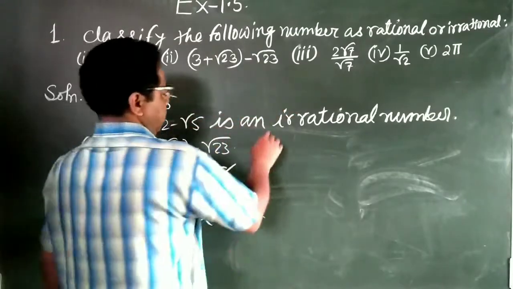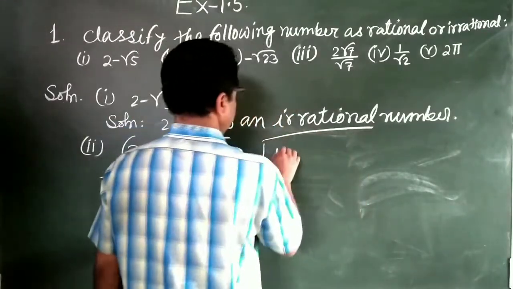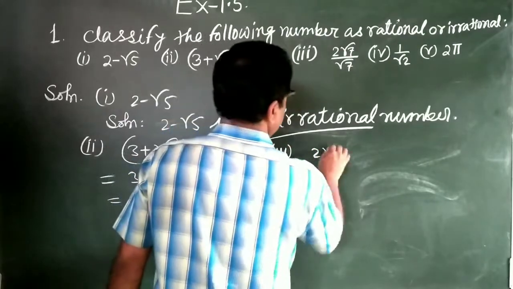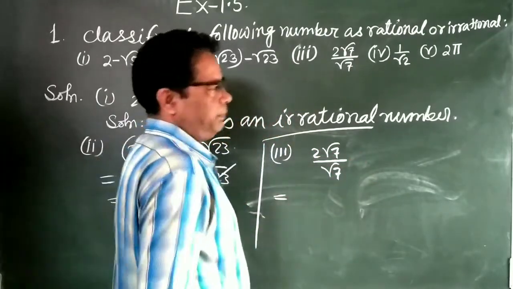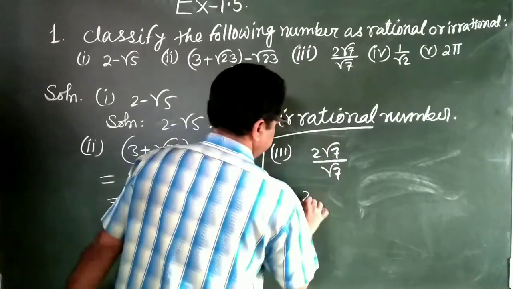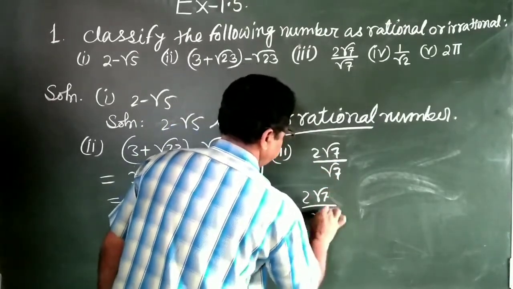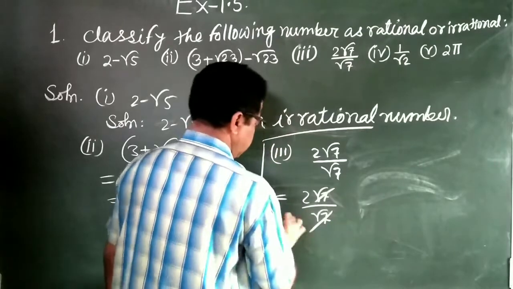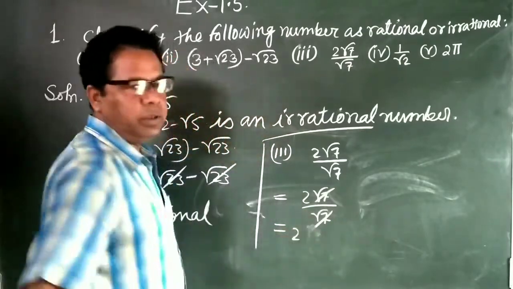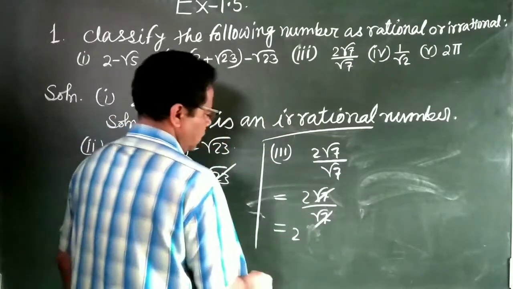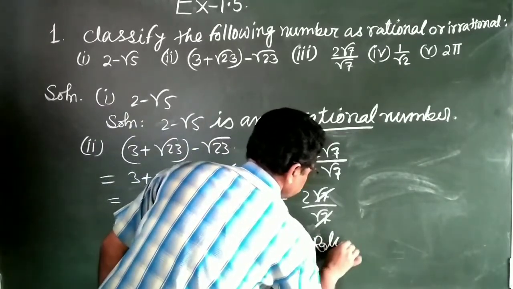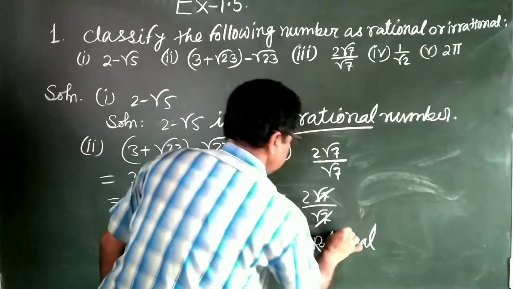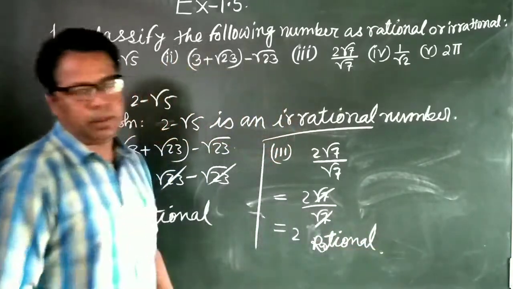Question number 3. 2 root 7 divided by root 7. So here root 7 can be cancelled. If we cancel root 7, only 2 remains, which is free from root. This is why this is a rational number. This is a rational number.